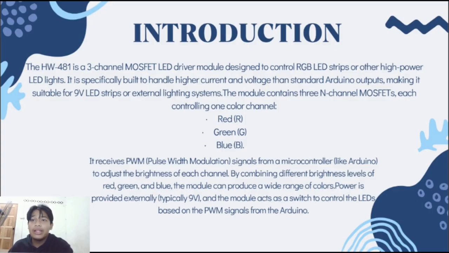Power is provided externally, typically 9 volts, and the module acts as a switch to control the LEDs based on the PWM signal from the Arduino. This project demonstrates how to use the HW481 LED module to create a customizable RGB lighting controller with an Arduino Uno. This can be applied in decorative lighting, mood lighting, or smart home ambient lighting.